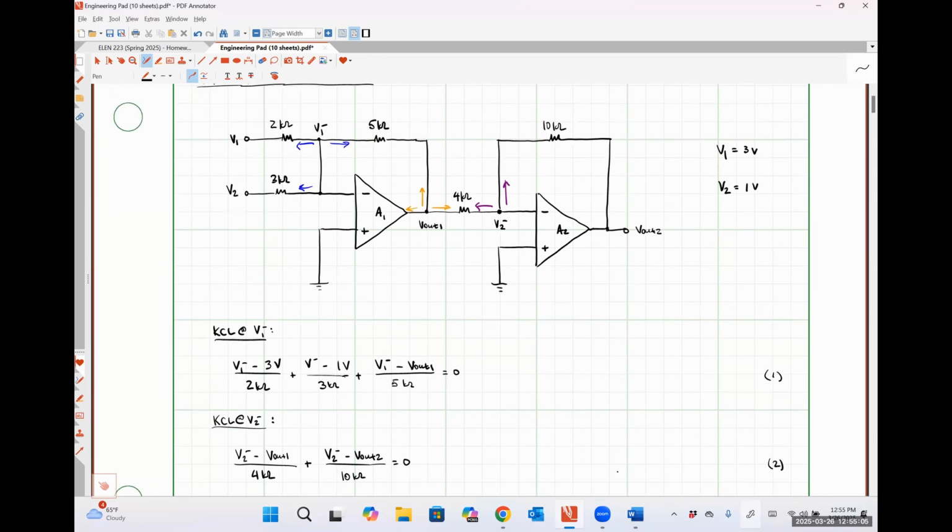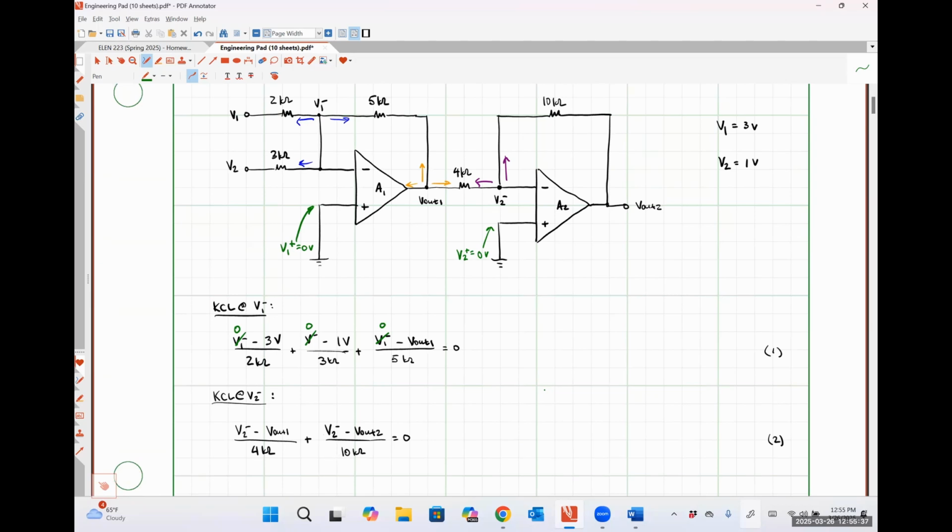So that voltage V1 minus is the same as this voltage here, V1 plus, which is quite obviously 0 volts. And that voltage V2 minus is the same thing as this voltage here, V2 plus, which based on what I've drawn, is also 0 volts. So if we replace the V1 minus and V2 minus terms with 0, we actually have a 1 equation, 1 unknown system where the only thing we don't know is V out 1. So we could solve this for V out 1.